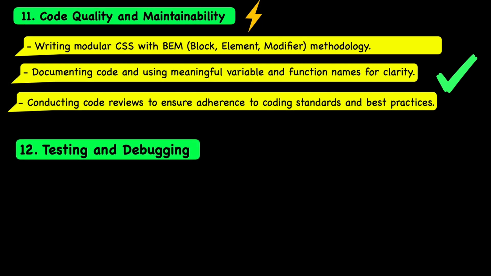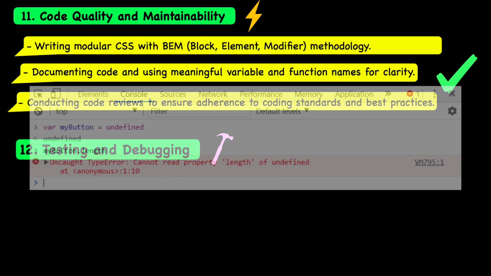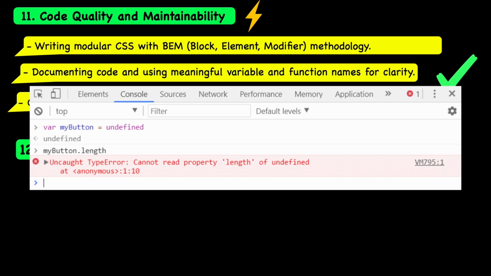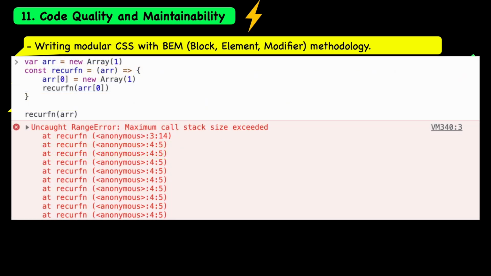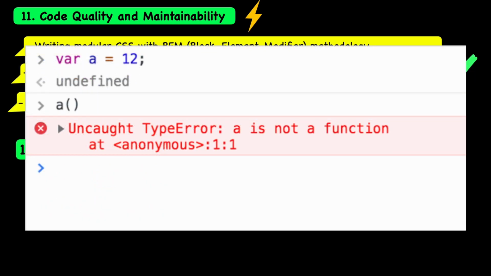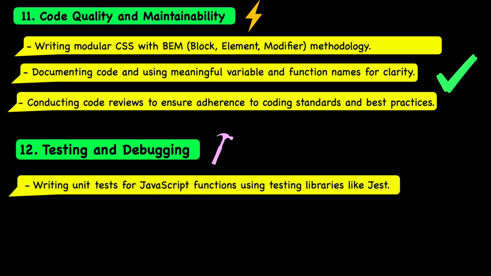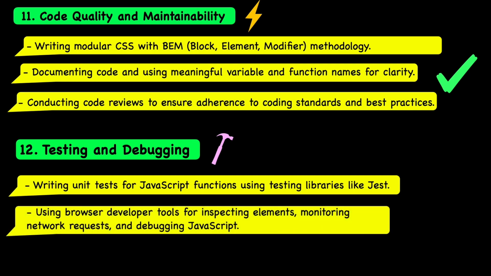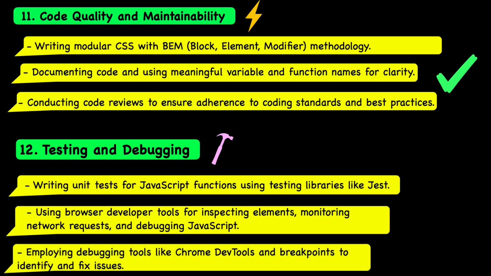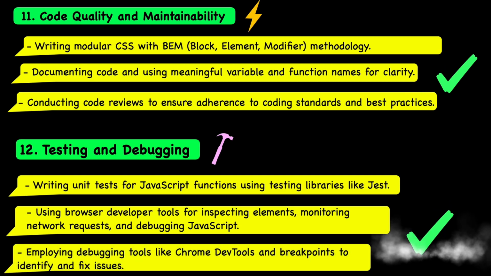Then in number 12, there's testing and debugging. Thorough testing and effective debugging ensures that the final product is free of errors and functions as intended. Unit tests catch issues early, and debugging skills are crucial for identifying and fixing problems in existing code. Some important things to consider here would be writing unit tests for JavaScript functions using testing libraries like Jest, using browser developer tools for inspecting elements, monitoring network requests, and debugging JavaScript, employing debugging tools like Chrome DevTools and breakpoints to identify and fix issues.